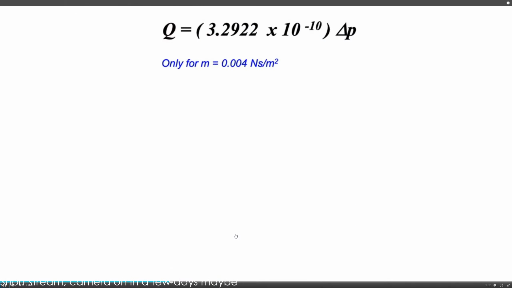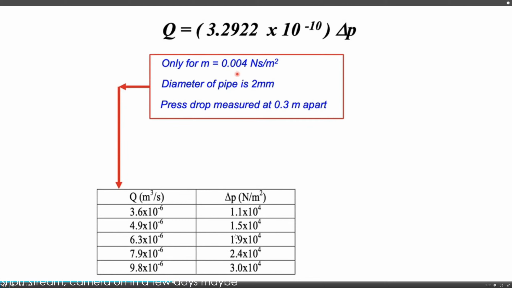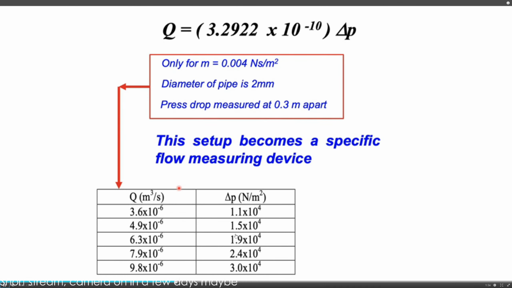Now, this is only for viscosity of 0.04, diameter of 2 millimeter, pressure drop 0.3 meters apart, because this formula is derived from this equation with the dimensional analysis approach. So eventually this becomes a specific flow measuring device. What is it specific for? It is specific for measuring flow with viscosity of 0.004, is mu, and in a pipe that is 2 millimeter diameter, and this pressure drop must be measured at 0.3 meters apart. So it's a very specific flow measuring device.